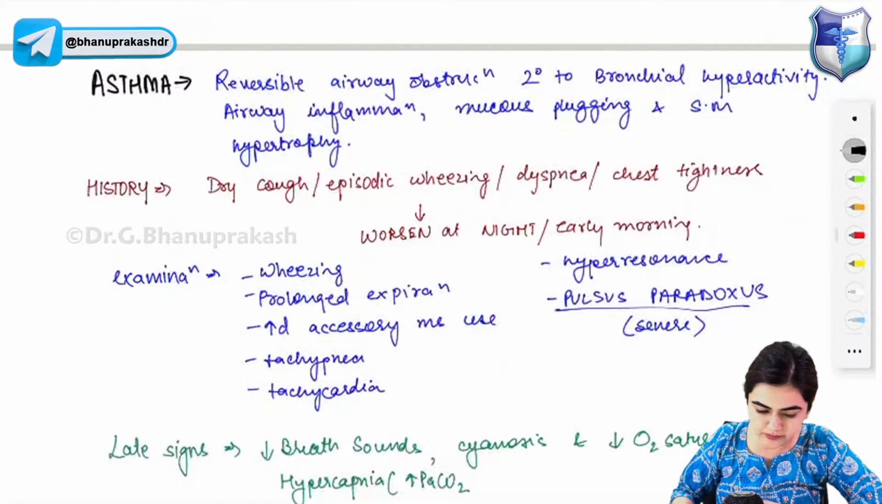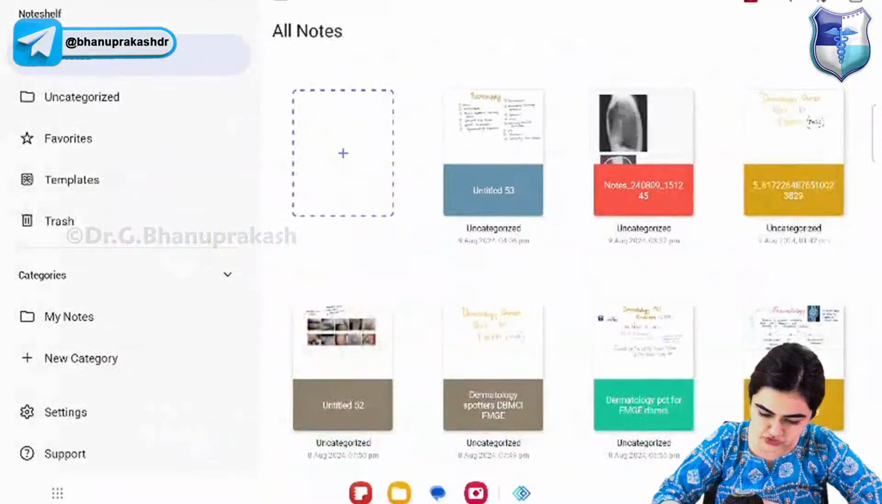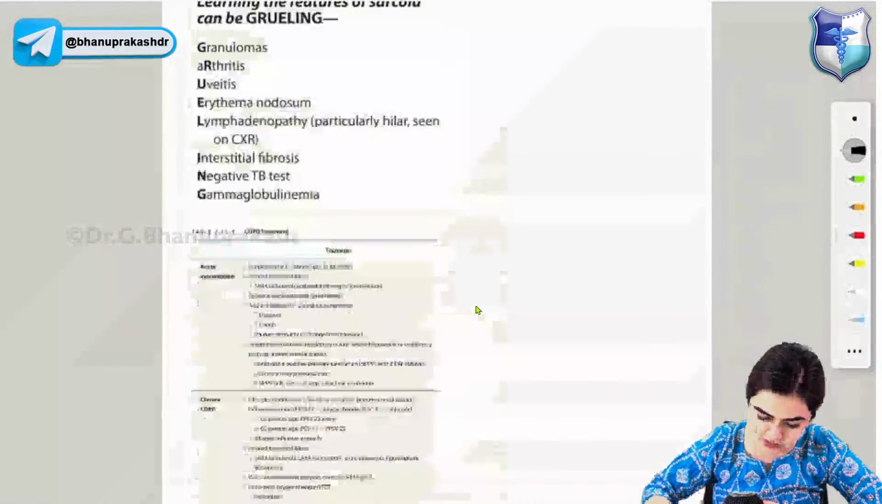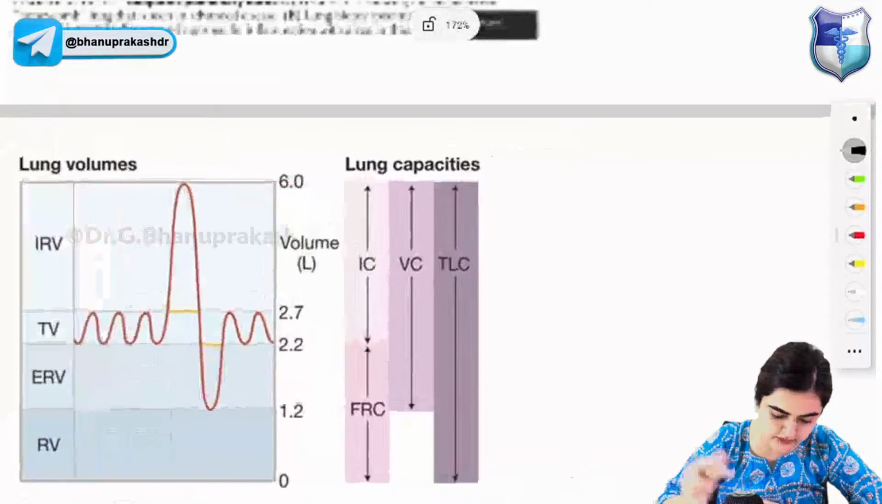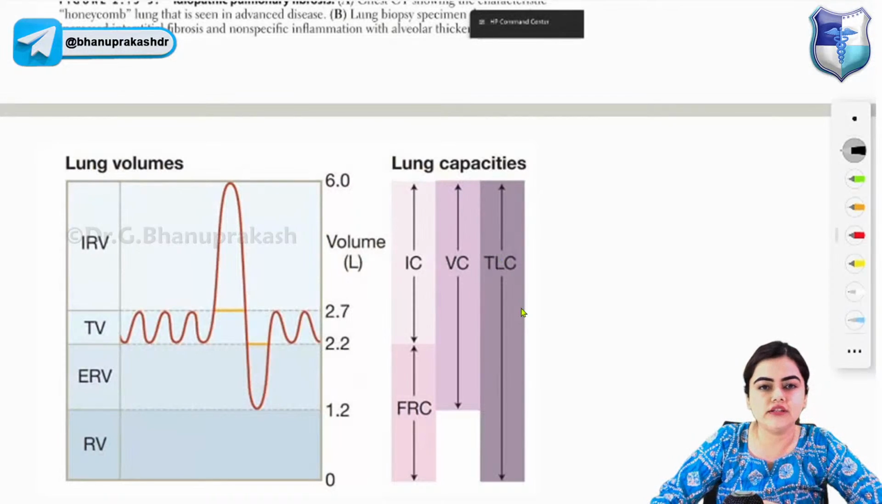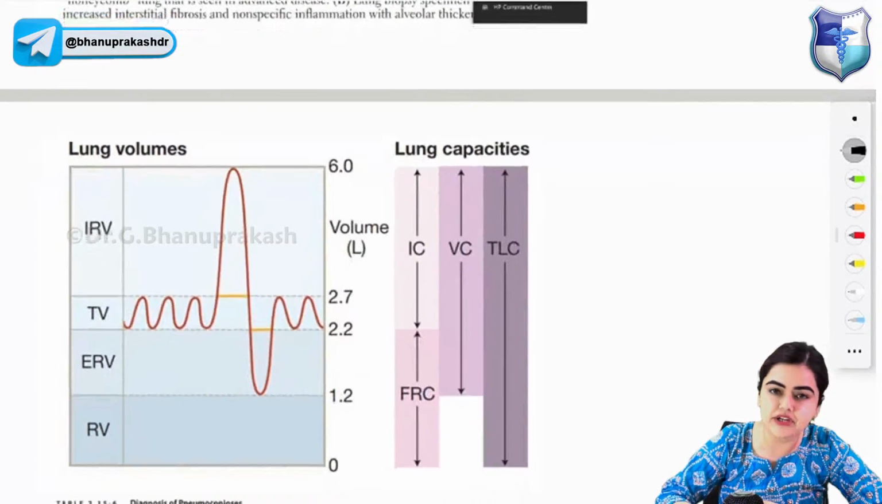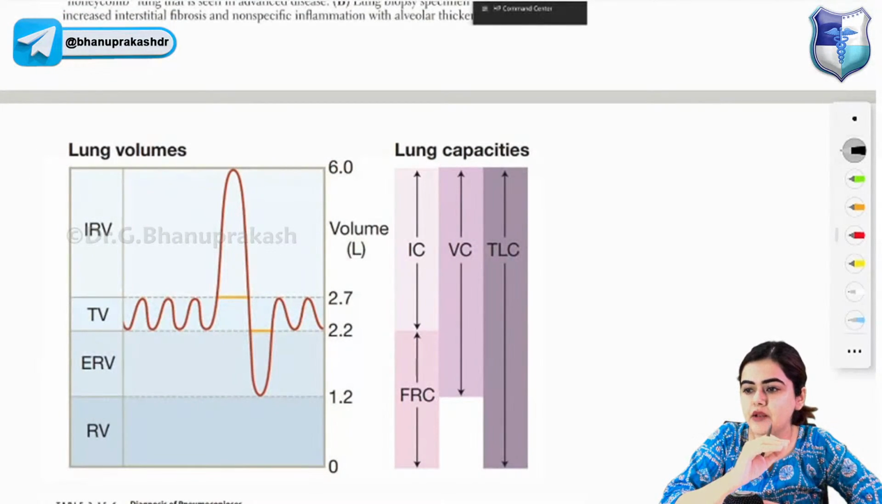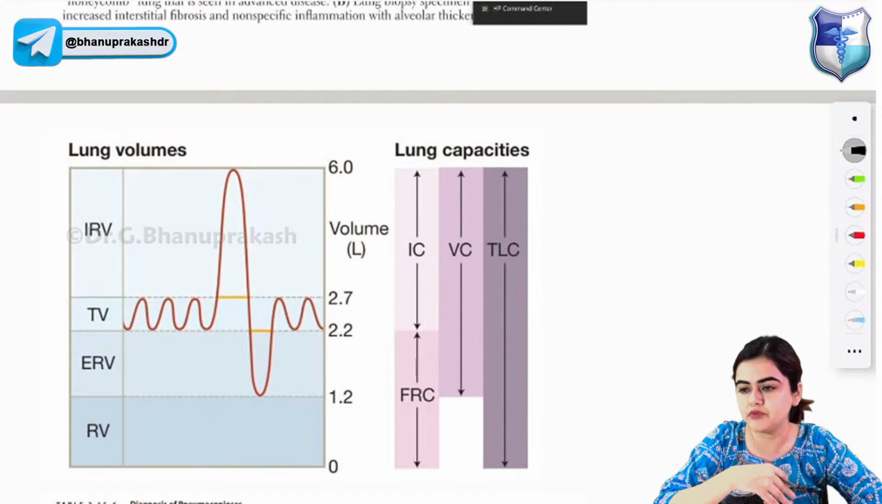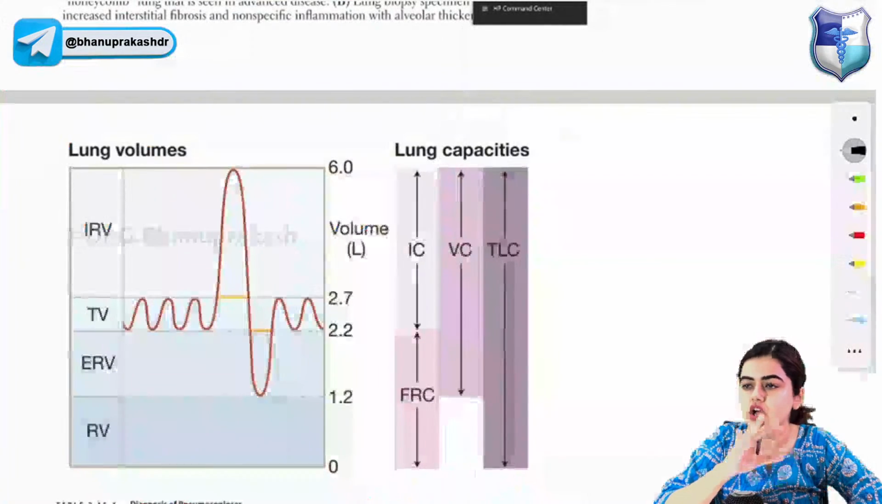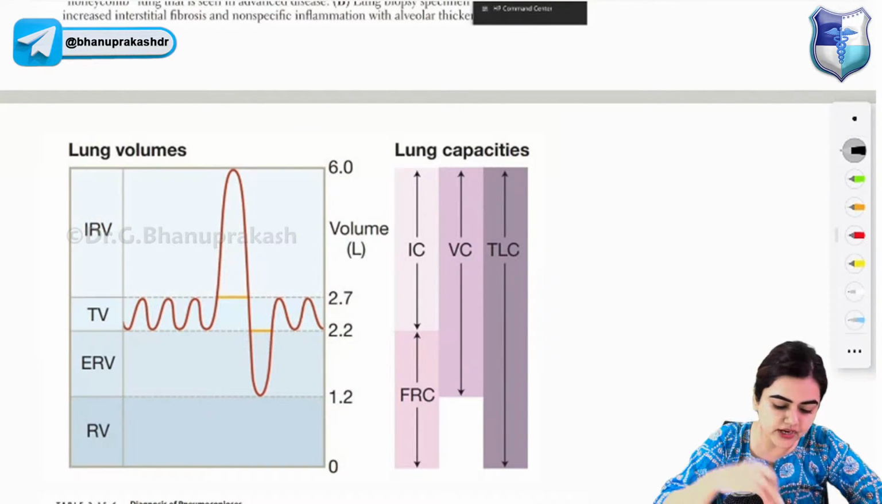Okay, so before moving to asthma, I would like to show you a graph showing various lung volumes and various capacities. This is the graph of different lung volumes and the interpretation of pulmonary function tests. We'll come to asthma and then we'll discuss what happens to the total lung capacity in asthma. Now look at this image.